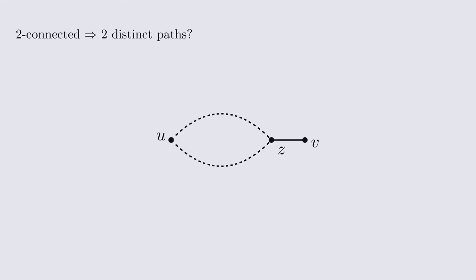But those paths won't do for connecting u and v, because they both contain the vertex z. However, there's another path connecting u and v that does not contain z. How do we know? Because otherwise we could delete the vertex z, and that would disconnect u and v.